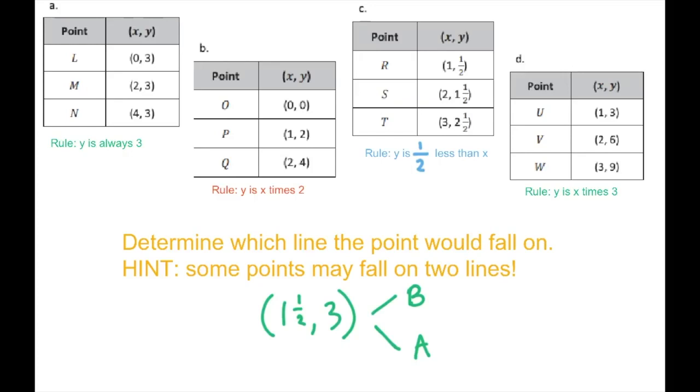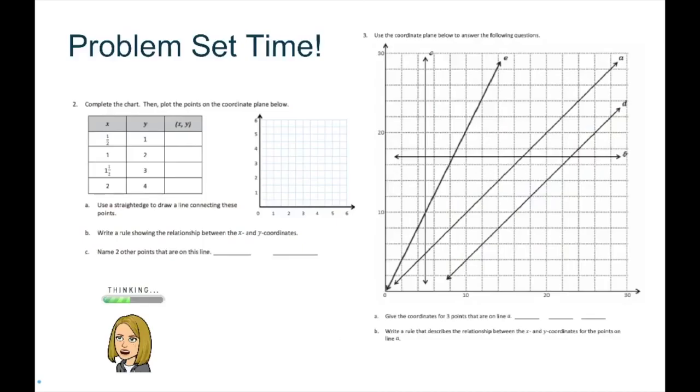Remember I said that point U was on 2 lines. So point U matches the rule of y is x times 3, but if you notice, it also matches the rule that y is always 3. And that was why point U was on 2 different lines. All right, let's keep moving.